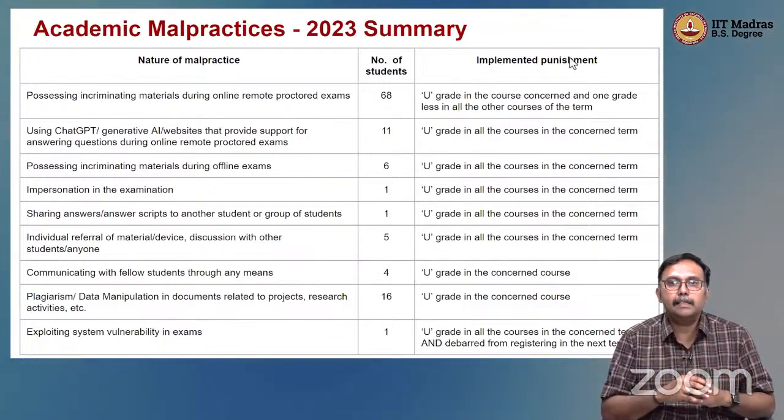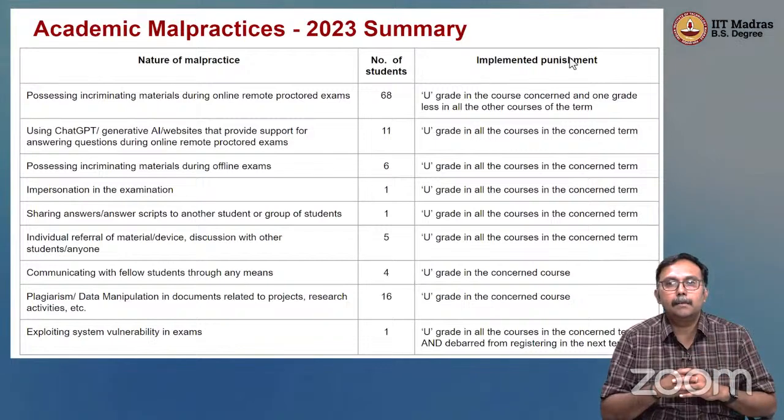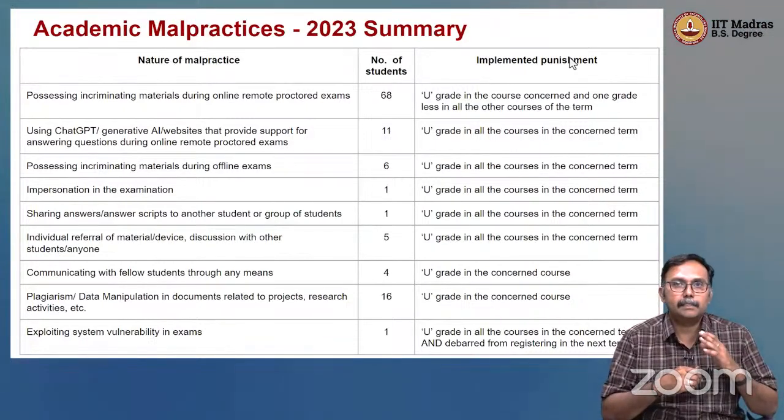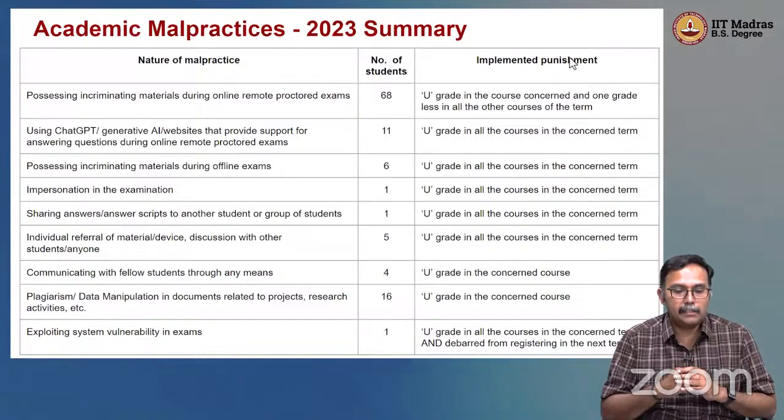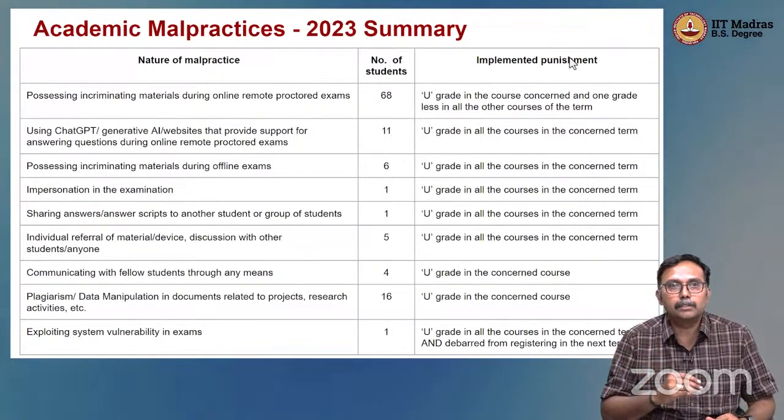So as I already mentioned, we have a zero tolerance policy. If you are caught doing something, you will get the punishment for it. So please understand, these punishments have already been meted out and students have been penalized. When they were possessing incriminating materials during online remote proctored exams, 68 of them were given a U grade in the concerned course, and 1 grade was reduced in all other courses.